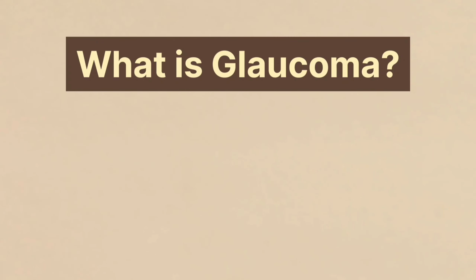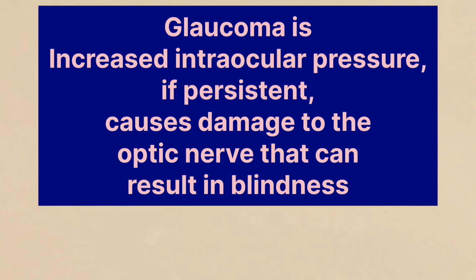So what is glaucoma? Glaucoma is the result of damage to the optic nerve. As this nerve gradually deteriorates, blind spots develop in your visual field. This nerve damage is usually related to increased pressure in the eye. So increased intraocular pressure leads to glaucoma and damage to the optic nerve.